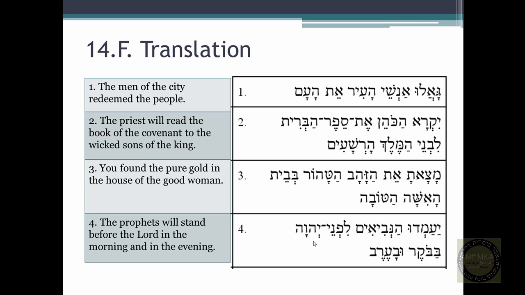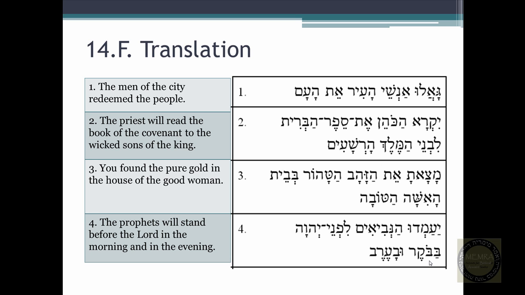Let's just turn on the rest of our translation. In the morning, baboker. Here's the definite article. Baboker, in the morning. The u right here is our conjunction vav, and ba'erev, in the evening. Notice the qamets underneath the bet here of the preposition. It's not a patach like you'd normally expect with a definite article. It's a qamets because it lengthens before a guttural.